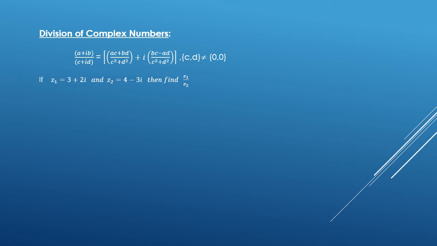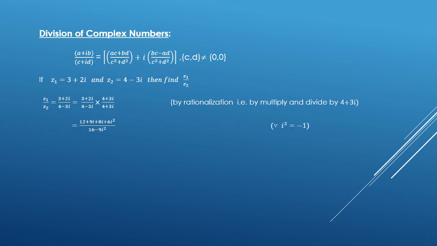For example, if we have two complex numbers, z1 is equal to 3 plus 2 iota and z2 is equal to 4 minus 3 iota, and we are asked to find z1 by z2, then we can solve this in the following way. First of all, find the conjugate of the complex number in the denominator. That is, the conjugate of 4 minus 3 iota is 4 plus 3 iota. Then by rationalization we get the required result. So finally we get z1 by z2 is equal to 6 by 25 plus 17 by 25 times iota.